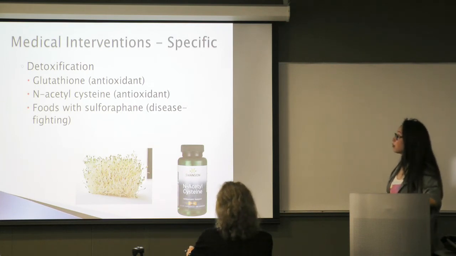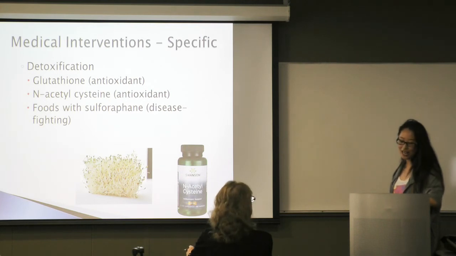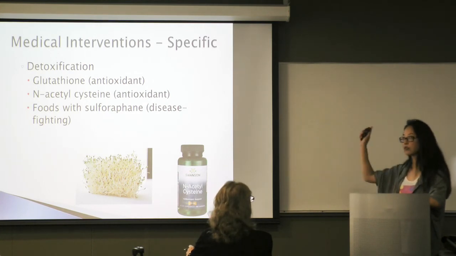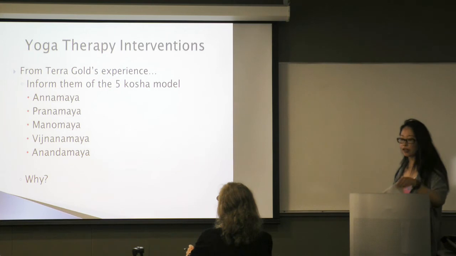And foods with sulforaphane, I had no idea what that was either, but it's disease fighting. And broccoli sprouts are a very good source of that. Bok choy, kale, cauliflower, and tons of other foods that you probably already eat. All right, so the yoga therapy side, I also interviewed Tara Gold.